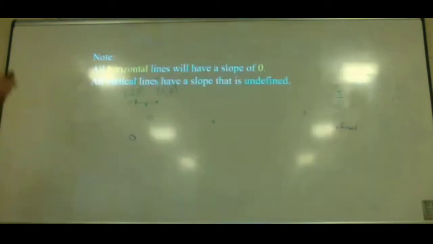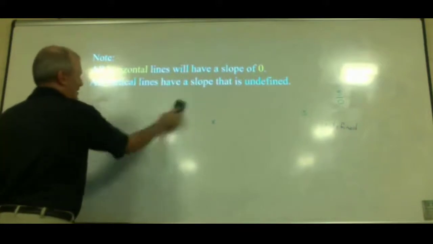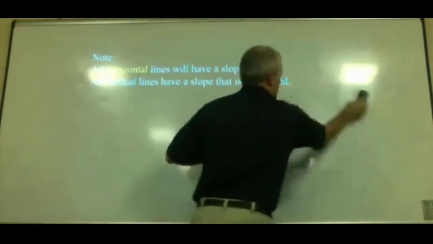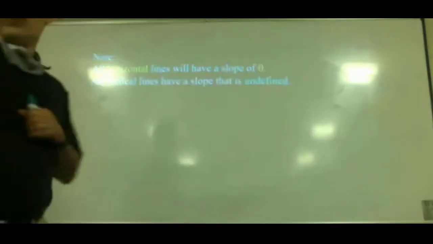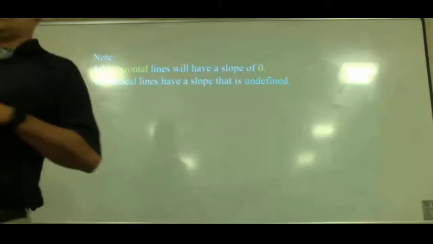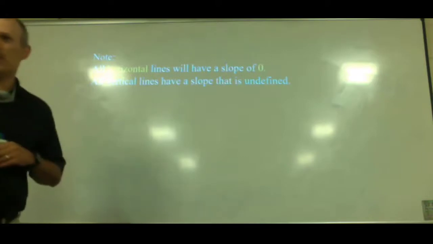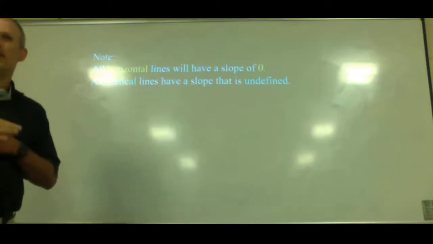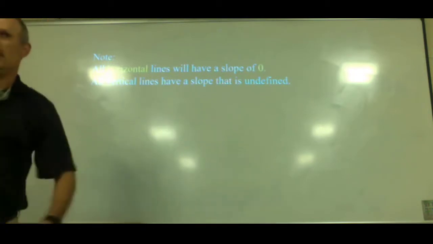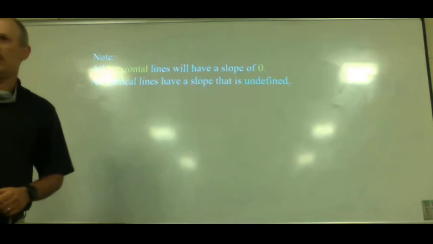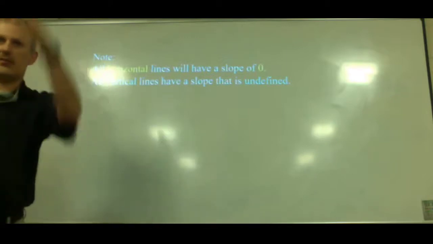Now, here's our summary of that, and I think that's on your paper. All horizontal lines, like this first one there. Do we understand that word horizontal? Like the horizon in the sky, you're looking off the horizon, it's horizontal. Those always have a slope of 0. Then your vertical lines always have a slope that is undefined. So if you ever know the slope is 0, you know it's a horizontal line. If you ever see a slope that's undefined, you know it's a vertical line.